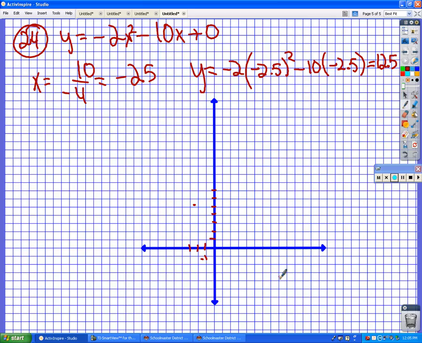And then like Jolena said, where does this cross the y-axis? At 0. So I'm going to put a dot right here at 0. And that was 2.5, so that's going to be the same point over there. How's that? Does that look pretty good that time? Perfect.